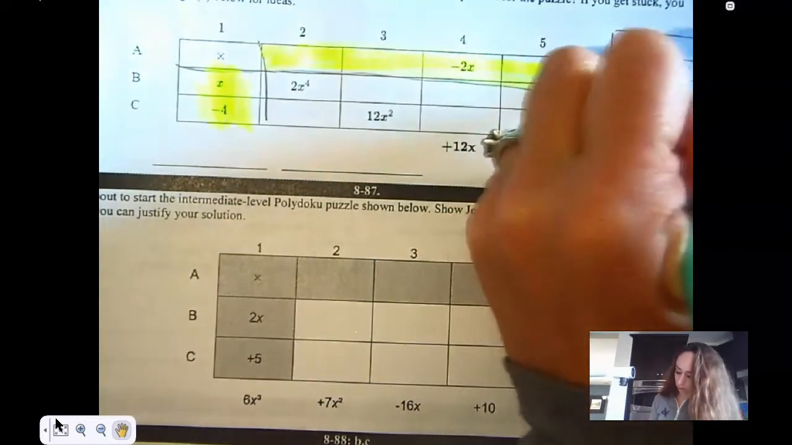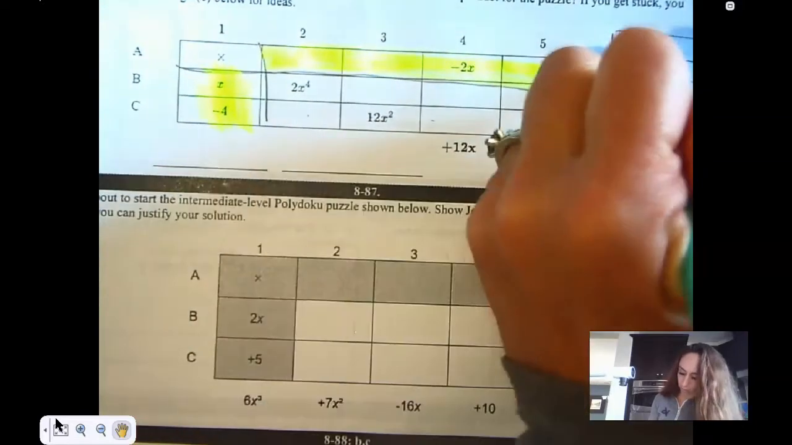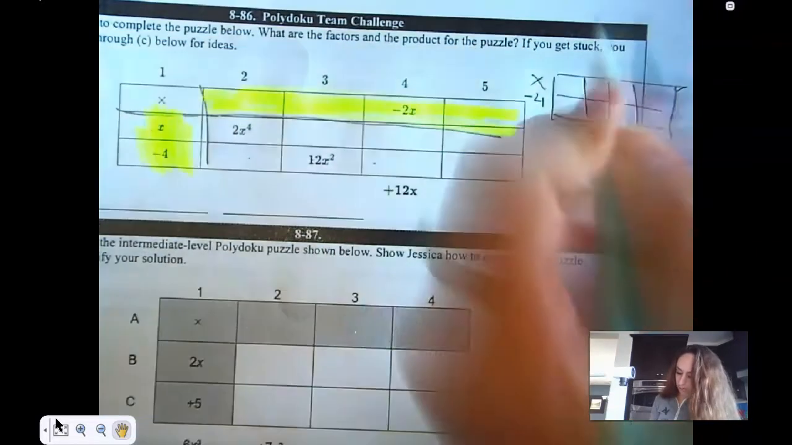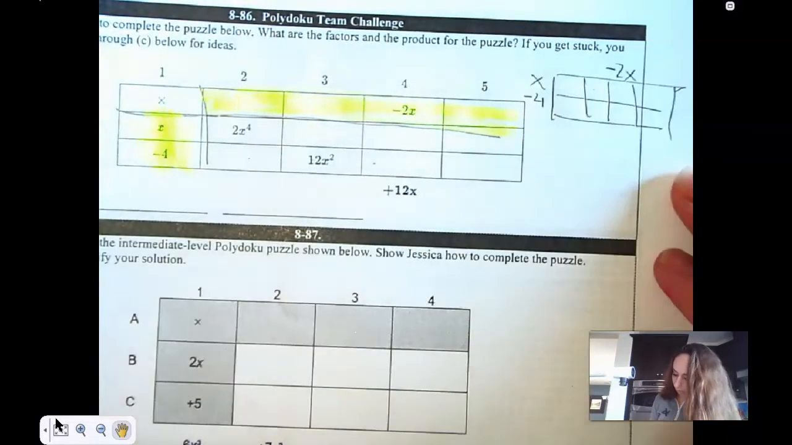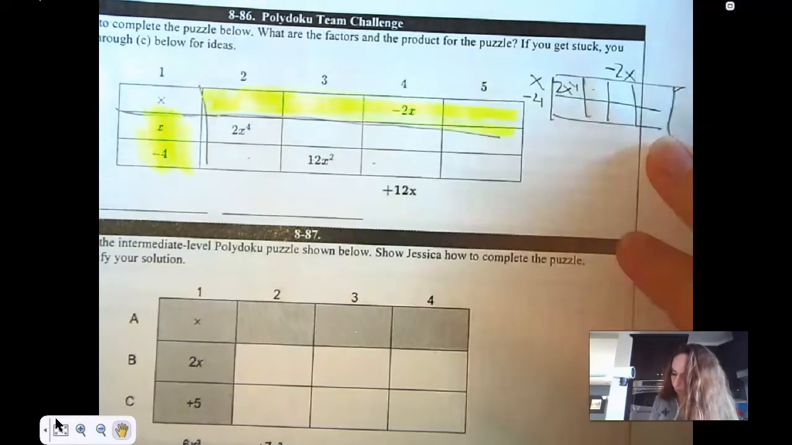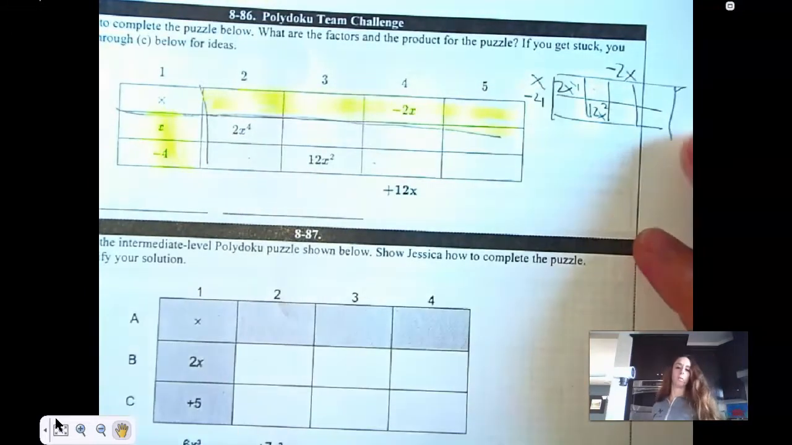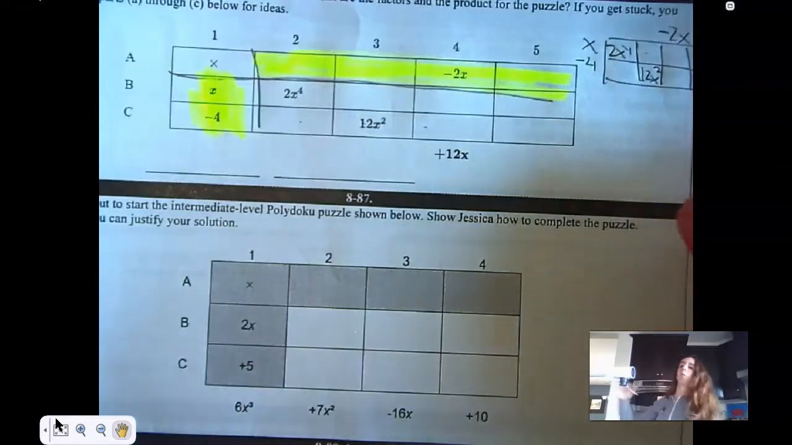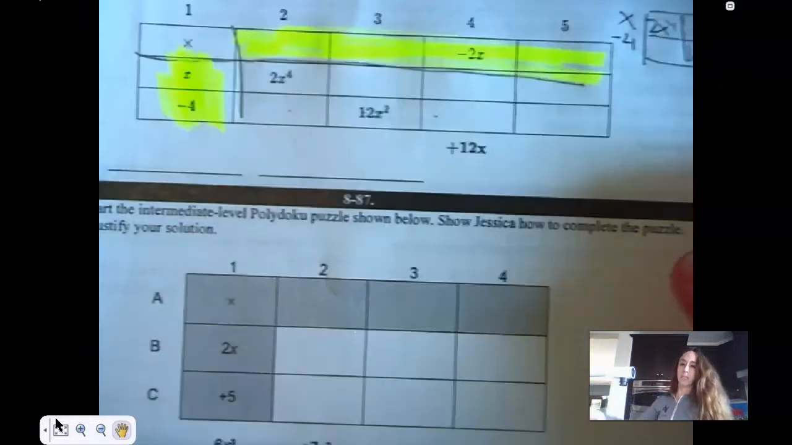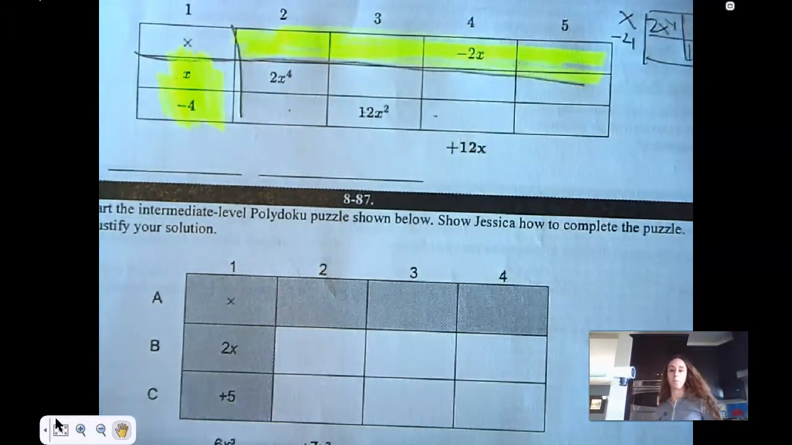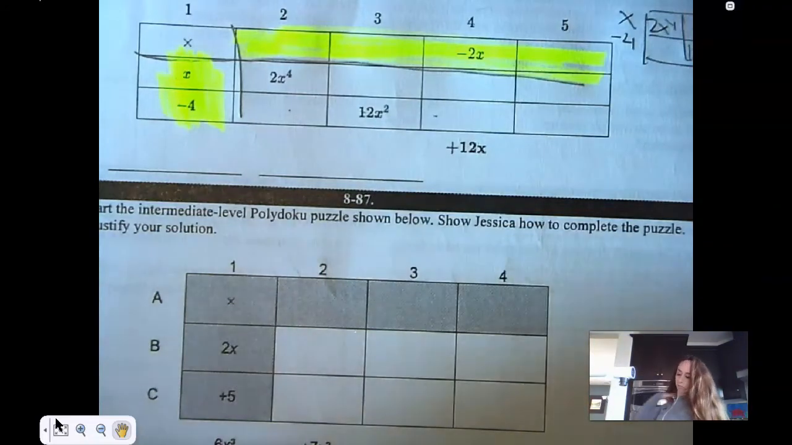So we've got 1, 2, 3, 4. 1, 2, 3. So in a sense, right now, we've got the x minus 4 here, and then they're telling us the -2x. They're telling us the 2x to the 4th. They're telling us 12x squared, and we've got to fill in the rest. Okay? So I'm going to use my puzzling techniques, and this is going to be one of those things that for some people it just clicks right away, and for some people it takes a second. No problem. Let's figure it out.